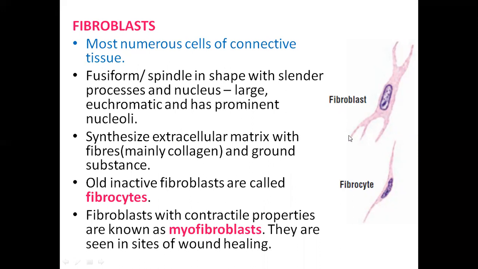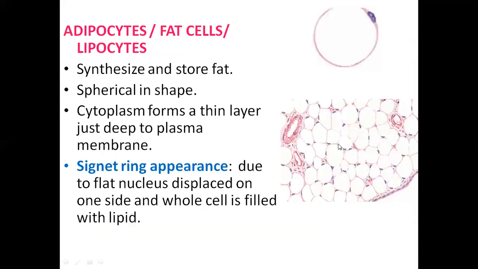So the inactive fibroblasts are now called fibrocytes. Fibroblasts with contractile properties are known as myofibroblasts, and they are generally seen at the sites of wound healing. Now coming to adipocytes, they are also called fat cells or lipocytes. Adipocytes generally synthesize and store fat. They are spherical in shape.